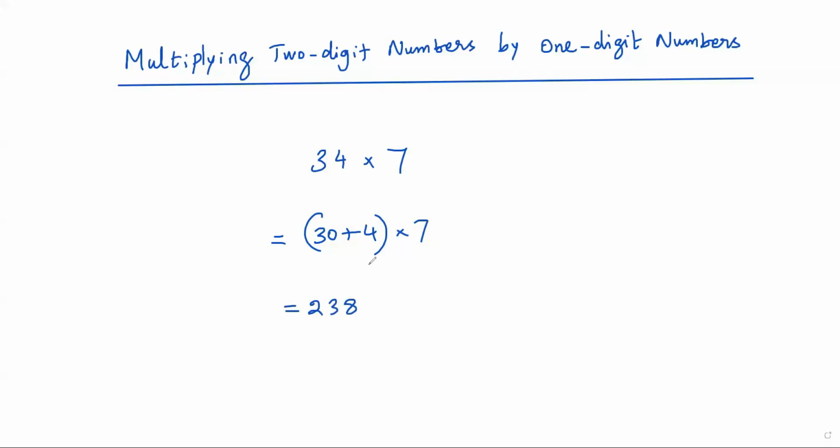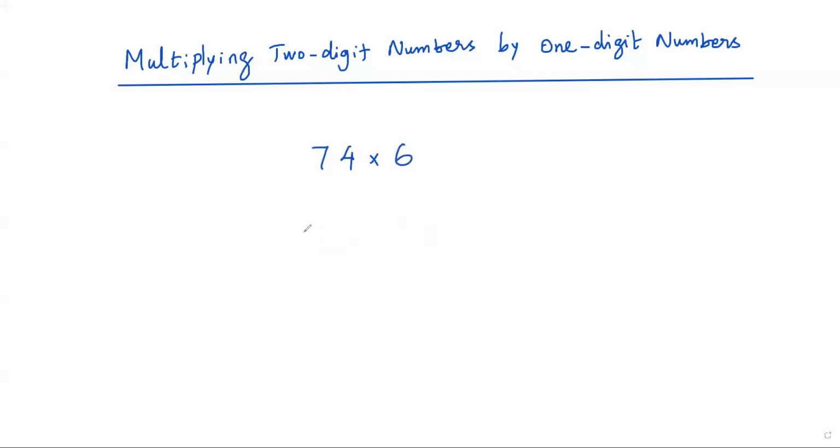So here, we just do the calculations, the multiplication and addition process mentally. 7 times 30 is 210. 7 times 4 is 28. So 210 plus 28 is equal to 238. Okay, let's look at another example.